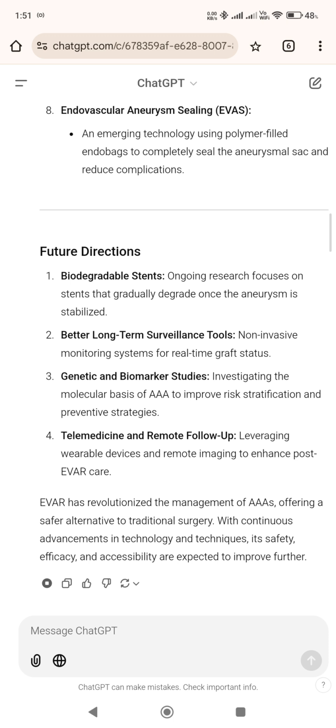EVAR has revolutionized the management of AAAs, offering a safer alternative to traditional surgery. With continuous advancements in technology and techniques, its safety, efficacy, and accessibility are expected to improve further.